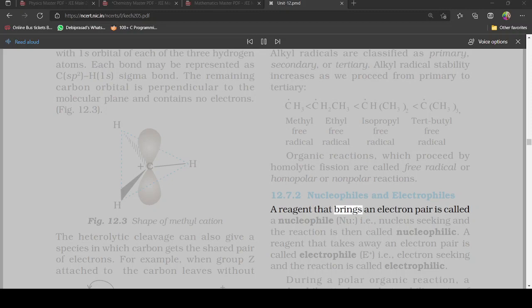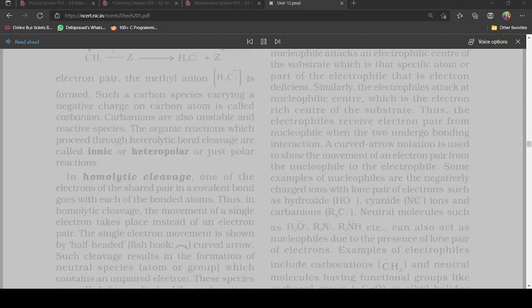Nucleophiles and Electrophiles. A reagent that brings an electron pair is called nucleophile, Nu:, nucleus seeking, and the reaction is then called nucleophilic. A reagent that takes away an electron pair is called electrophile, E+, electron seeking, and the reaction is called electrophilic. During a polar organic reaction, a nucleophile attacks an electrophilic center of the substrate, which is that specific atom or part of the electrophile that is electron deficient. Similarly, the electrophiles attack at nucleophilic center, which is the electron-rich center of the substrate.